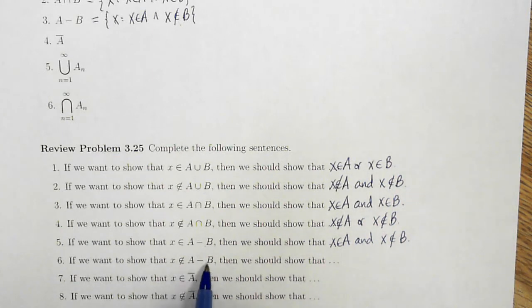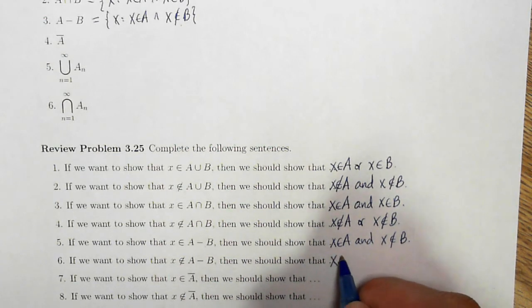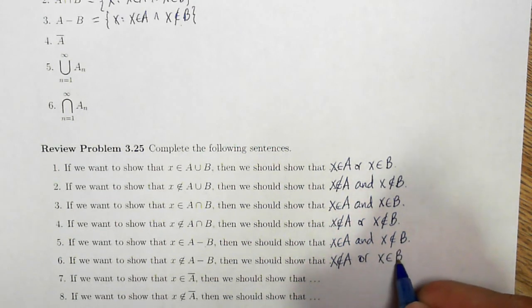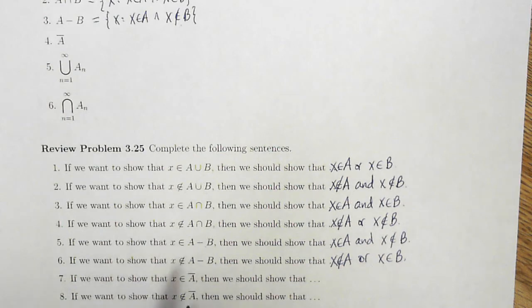If I want to show something is not part of the set difference, then I would need to show that X is not in A or that X is in B. If either one of these or both happens, then X is not part of the set difference.